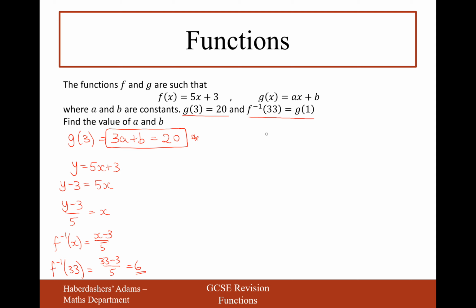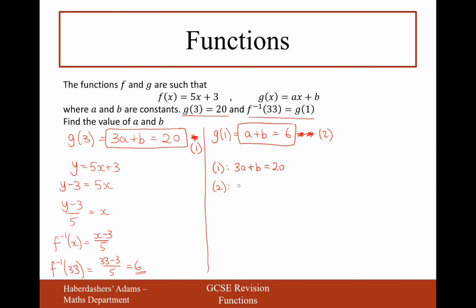So this is going to be that when I put 1 into the g function, I get 6 as my output. So g of 1 equals, that would be a plus b, which equals 6. Now this here is the second of my 2 simultaneous equations. So we'll call that maybe double star. No, in fact we'll call it simultaneous equation number 1 and simultaneous equation number 2. So let's write them out again. Simultaneous equation number 1 is 3a plus b equals 20. And simultaneous equation number 2 is a plus b equals 6.